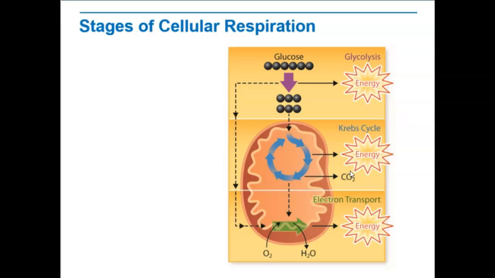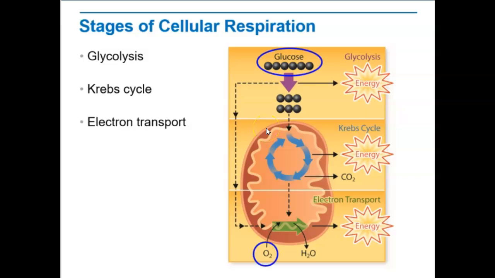So there are 3 main stages of cellular respiration. We have glycolysis, Krebs cycle, and electron transport. We're going to go into these a little bit deeper later. So essentially, we're breaking down glucose. That's the whole point, right? So glucose starts as a 6-carbon molecule. It is then broken down into 2 3-carbon molecules in a process called glycolysis. Lysis means to break. Glyco is the prefix for glucose, so this is literally breaking glucose, okay?